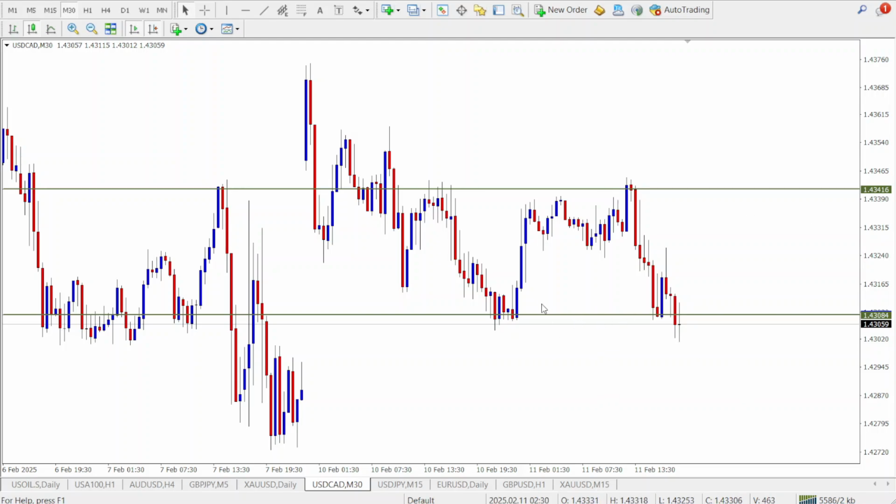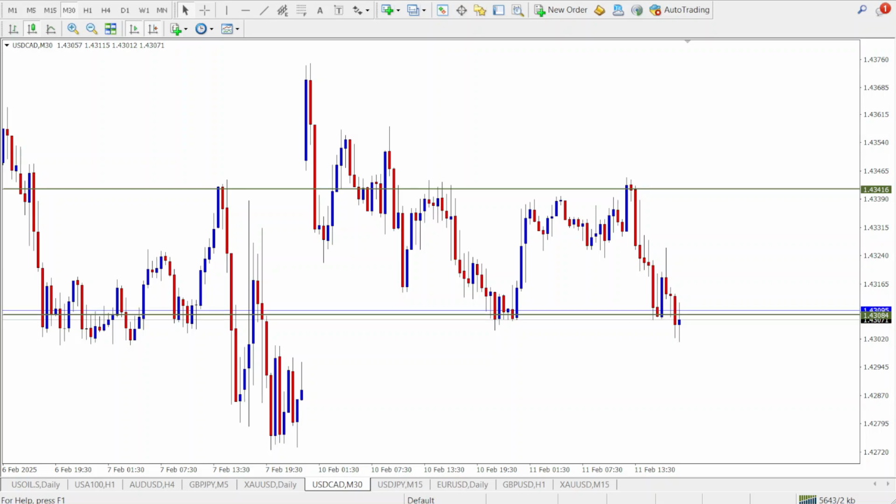A support level is a price level where buying interest is strong enough to prevent price from going lower. Think of it like a floor holding up the market. On the other hand, a resistance is a price level where selling pressure is strong enough to stop the price from going higher. This acts as a ceiling that prevents further movement up.